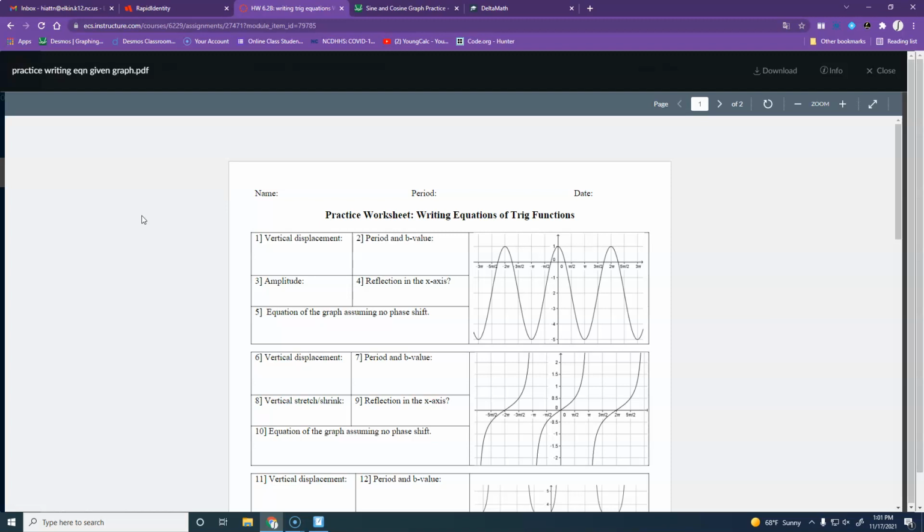Okay, so sine looks like this whenever it has an x or y intercept here. It goes up and then down.